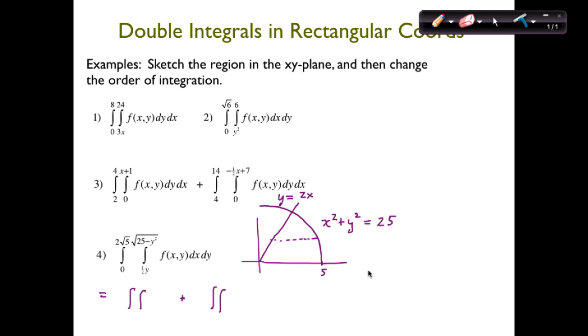And so circles centered at the origin are very friendly in polar coordinates, right? So let's talk about polar coordinates. What are our variables in polar coordinates? Let's do a crash course review. What were our two variables in polar coordinates? R and theta, good.